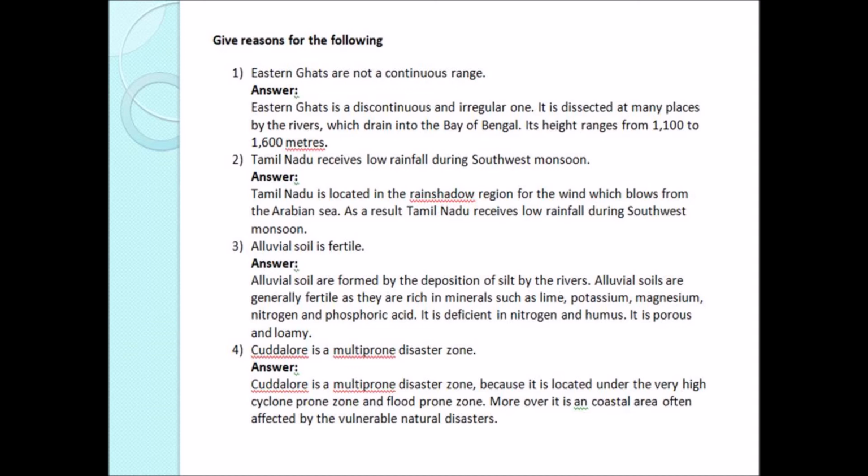Fourth question, Kadalur is a multi-prone disaster zone. Give reasons. The answer is, Kadalur is a multi-prone disaster zone because it is located under the very high cyclone-prone zone and flood-prone zone. Moreover, it is a coastal area. So we know that Kadalur is a coastal area. It is located near the sea. Okay. So often it is affected by natural disasters like flood and cyclone.